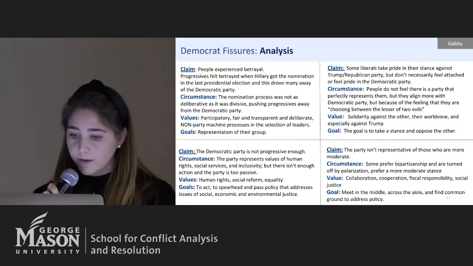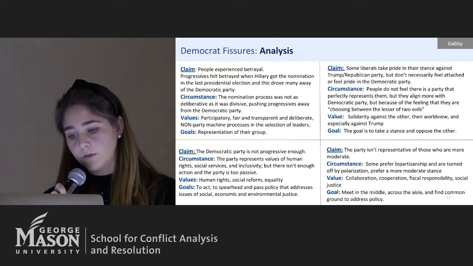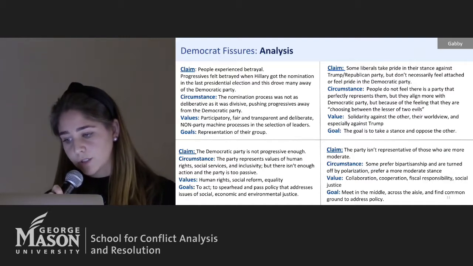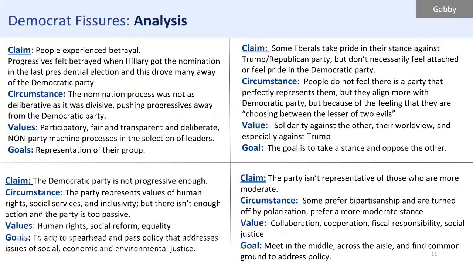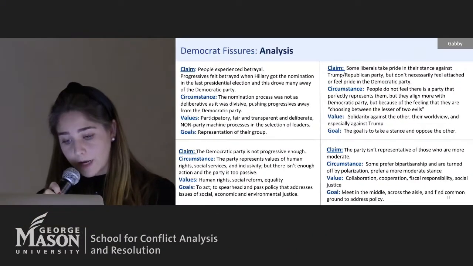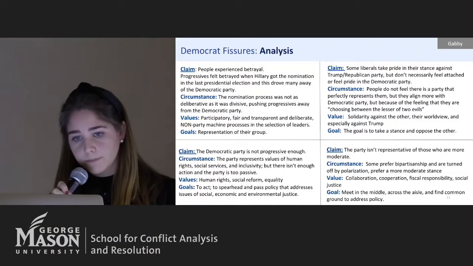The final claim is that the party isn't representative of those who are more moderate. Some prefer bipartisanship and are turned off by polarization, and they prefer a more moderate stance. Collaboration, cooperation, fiscal responsibility, social justice are some of the values held. And the goal is to meet in the middle across the aisle and find common ground to address policy.